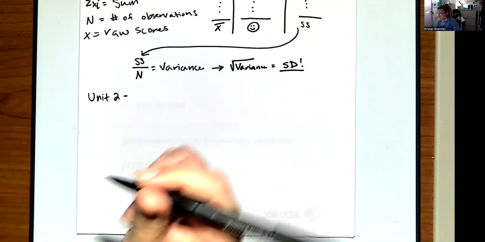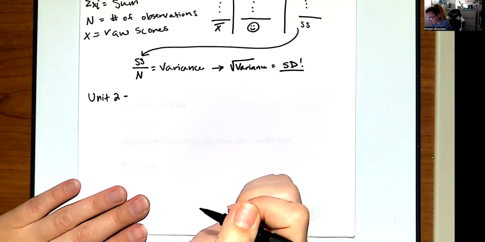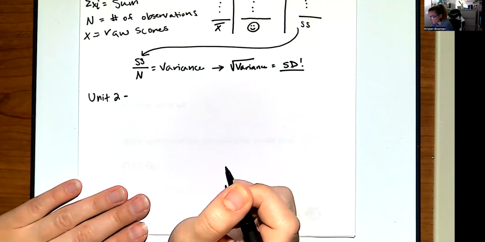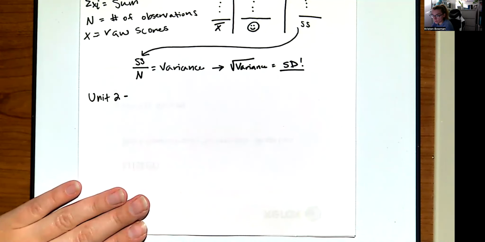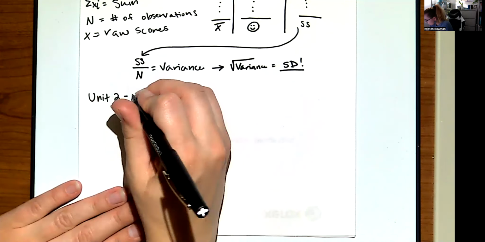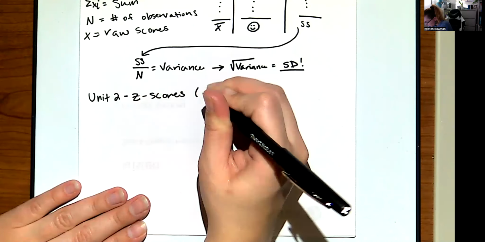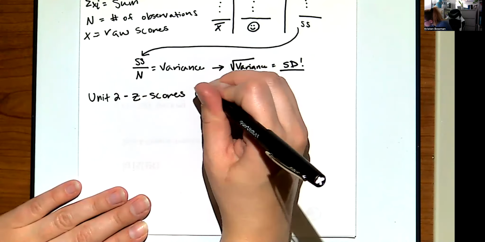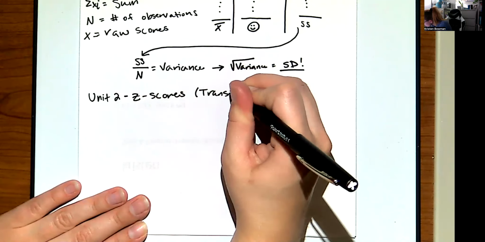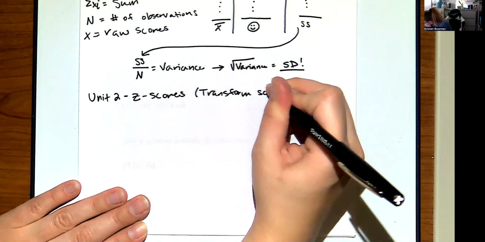All righty. Well, Unit 2 was really whenever we started getting into transforming scores, as what Canvas says. But I'm going to write z-scores first. Then I'm going to put transforming scores in parentheses.